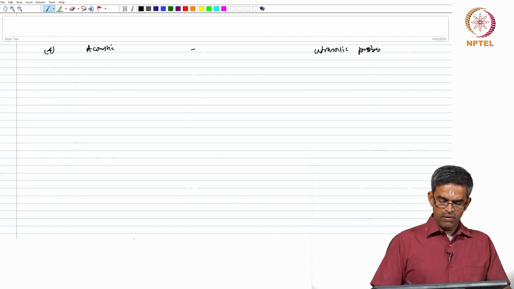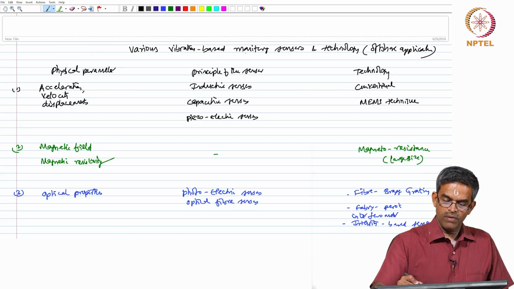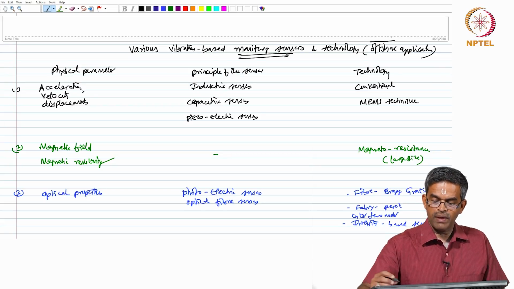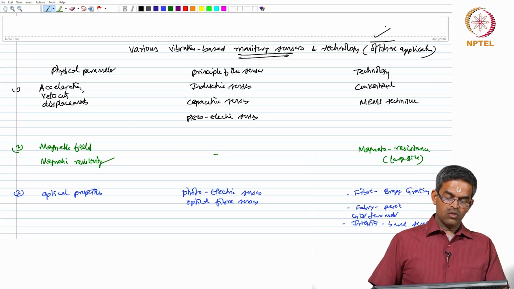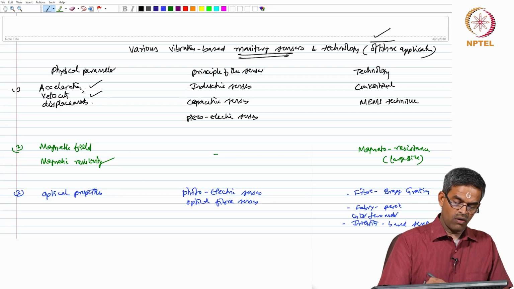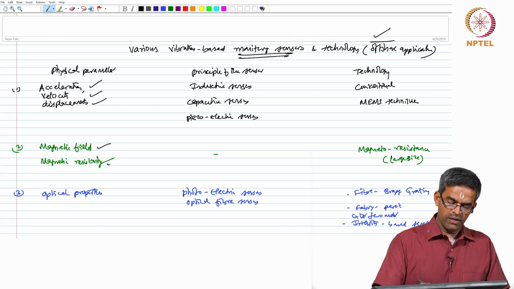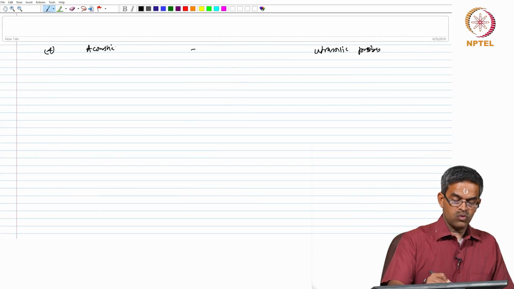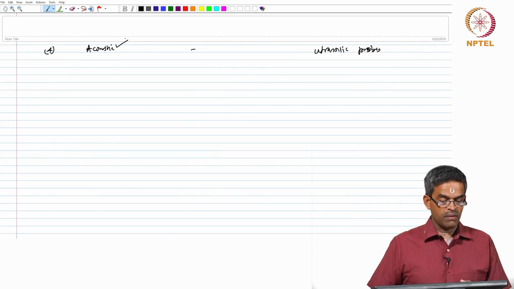So, there are varieties of sensors which can be used for health monitoring in terms of offshore applications, specifically to measure acceleration, velocity, displacement, magnetic field and resistivity and optical properties as well as acoustic properties of the section where the platform is installed.